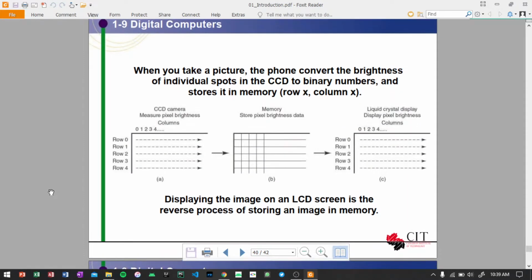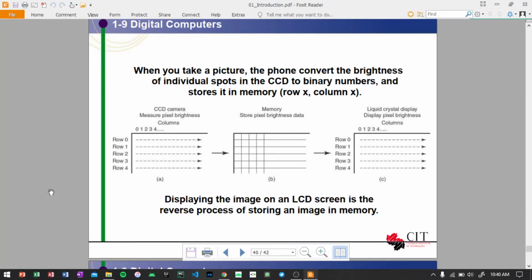Of course, when you take a picture with the phone, it converts the brightness of individual spots via the CCD into binary numbers and stores them in memory, in rows and columns, in a matrix form. Let's check the illustration later. So, as you can see there, it is really easy to compute it.